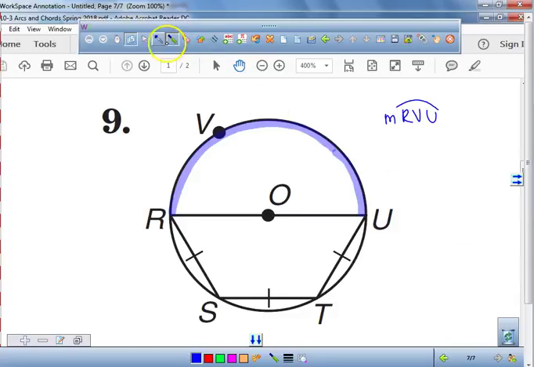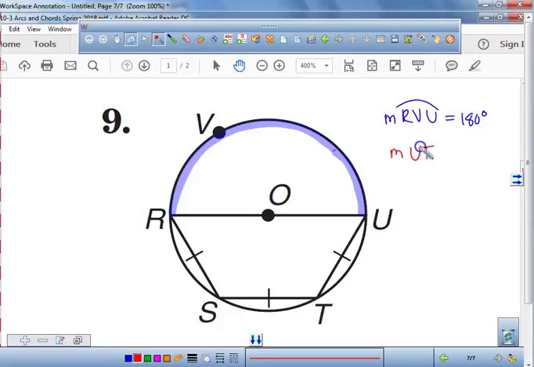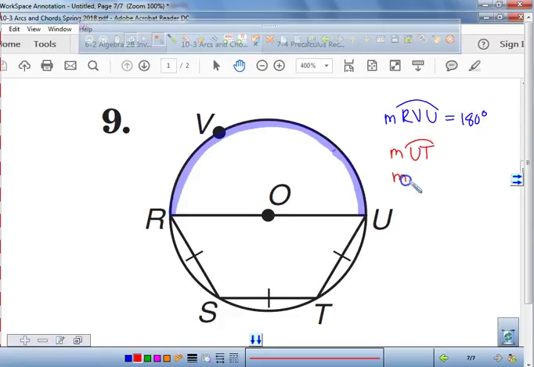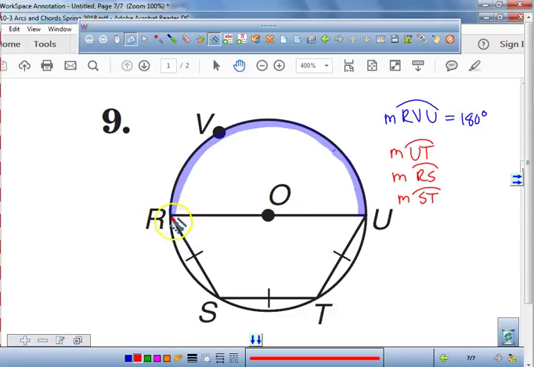There we go. So what did you get for RVU? 180. I concur. All right. Then what are the other arcs? RS. UT. Hold on. We have UT. You're right. We have R, S, and ST. And why did I make them all the exact same color? Because they're all congruent. They're all congruent. Because if that is equal to that, which is equal to that, that has to mean something.